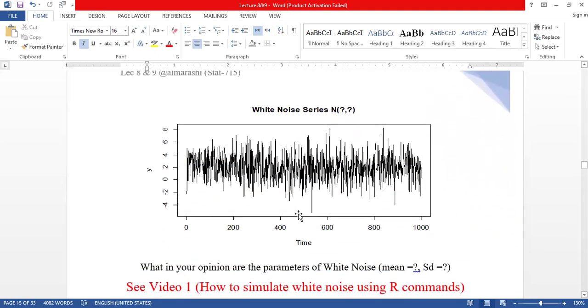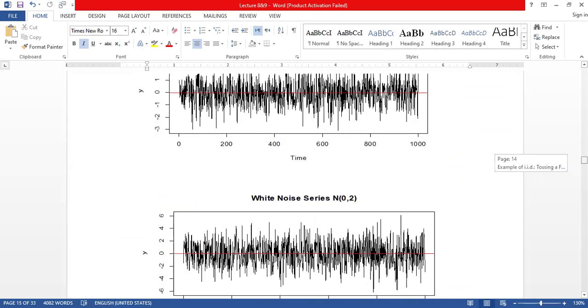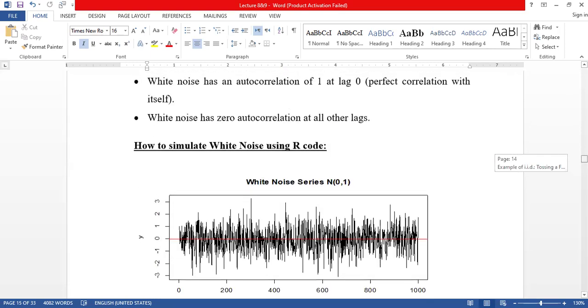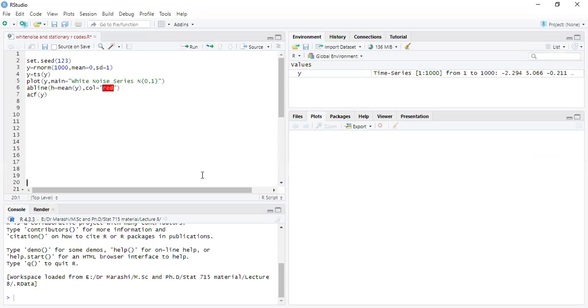You have to discuss this thing in the class. Dr. Marashi must have discussed this thing in the class. But how to simulate this thing in R? Because we need good simulation techniques in R. So let us go to R and let us see what we have here.